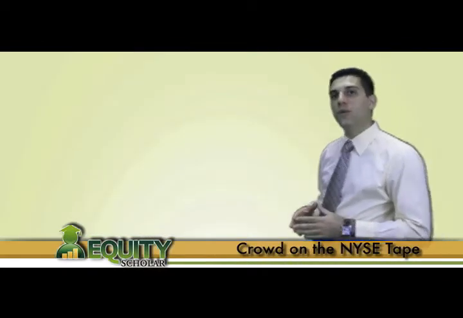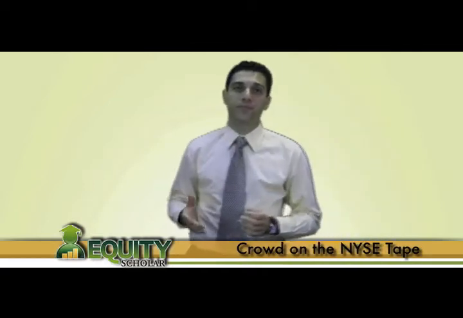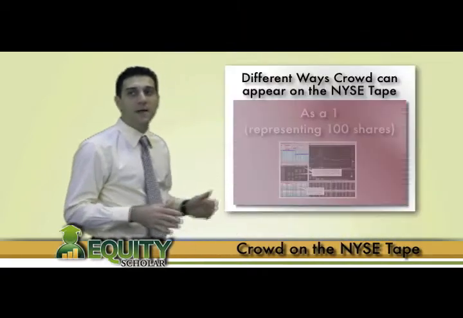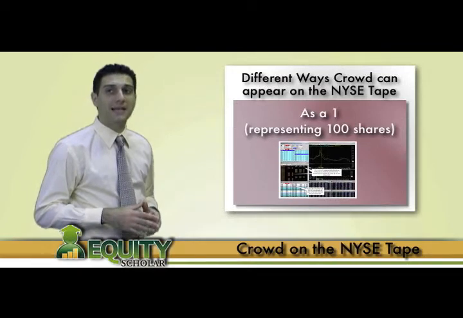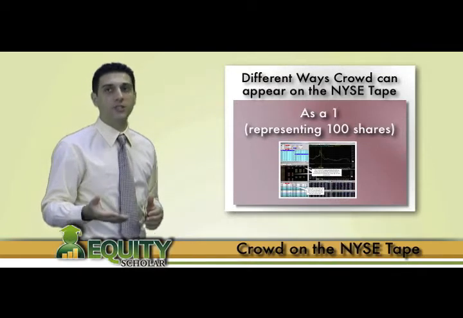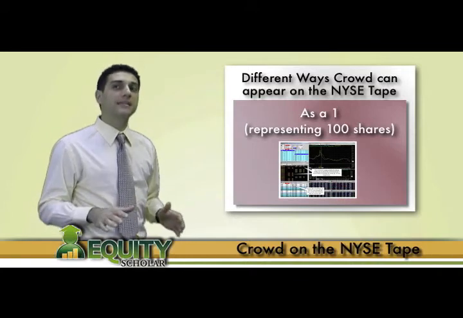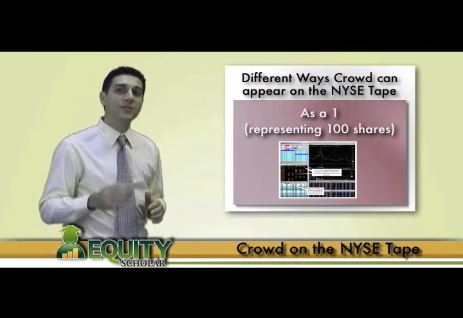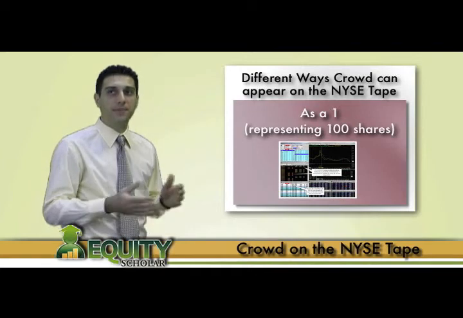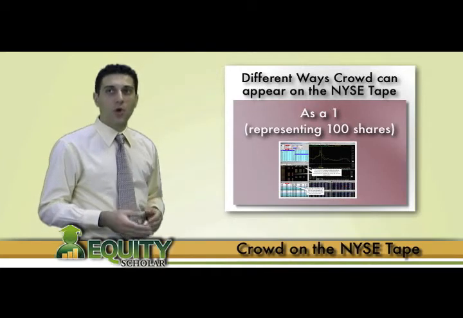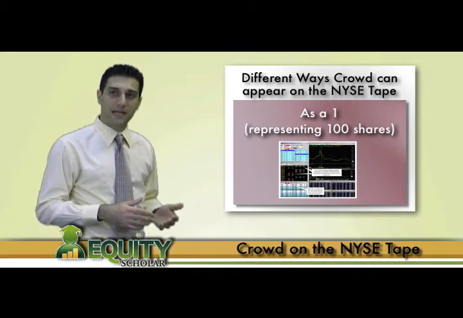So what are the different ways crowd can appear on the tape? First, it is common to see crowd appear on the tape as a 1, which stands for 100 on either the bid or the offer. You can recognize the crowd present by the continuous stream of prints on the bid if it is a crowd buyer, or on the offer if it is a crowd seller.